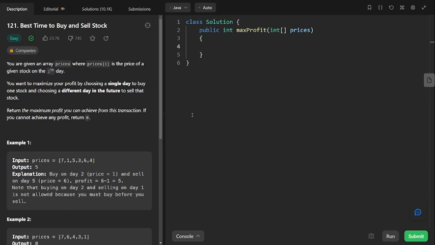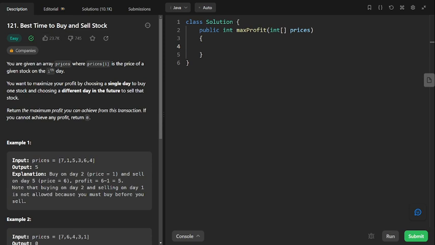Hello everyone. In this video, we are going to look at another problem which is available on LeetCode. The link to this problem will be in the description of this video. And the problem states: best time to buy and sell the stock.